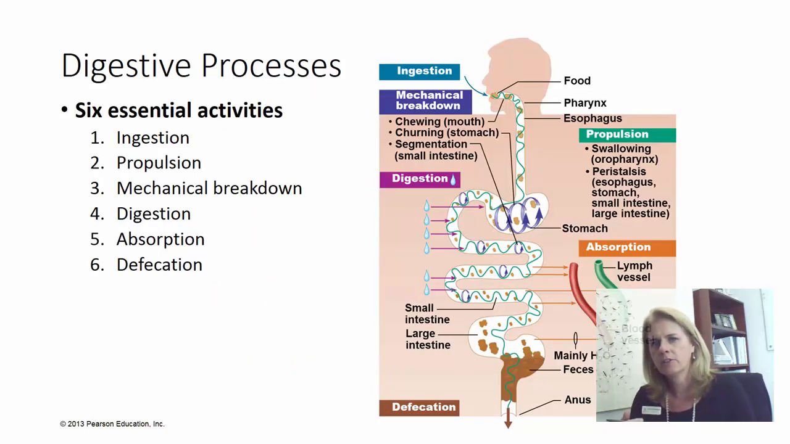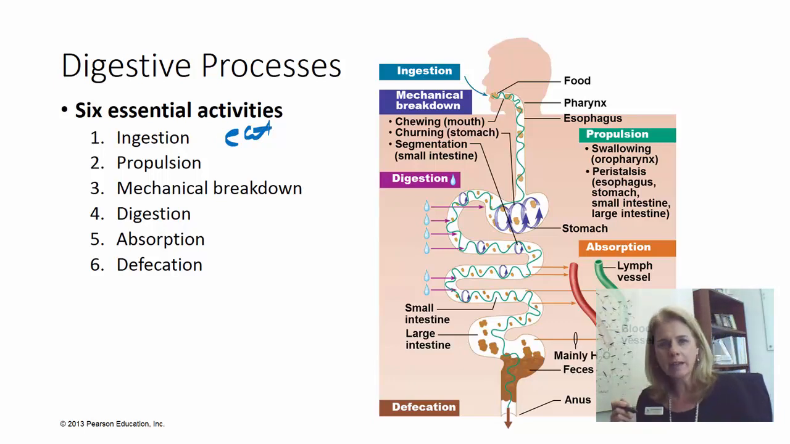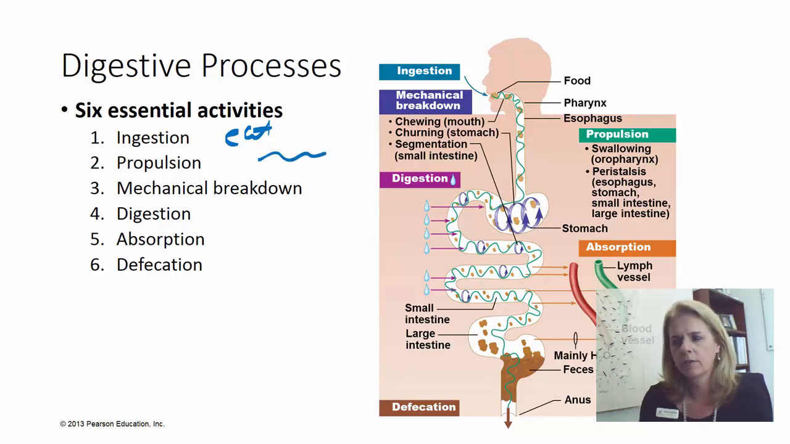So when we talk about digestion, it's actually 6 processes that are going on as we're breaking down this food and moving it through our system. You have ingestion, which is just to take the food in, so basically to eat and drink, so bring it into your body. We have to propel it or move it through the system, so propulsion, that's just going to move it through the system from the mouth to the anus.